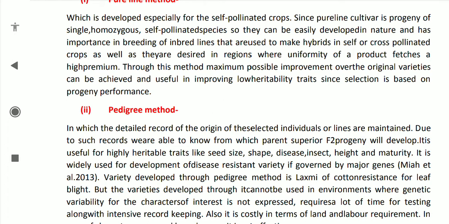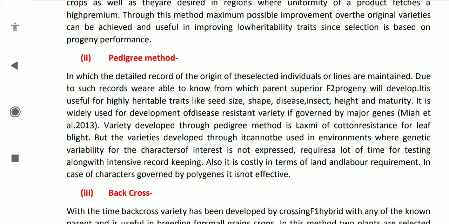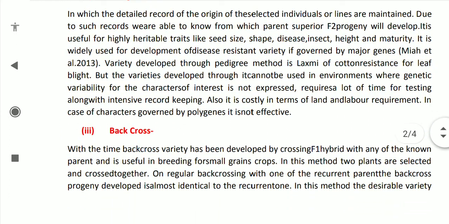A variety developed through the pedigree method is Lakshmi of cotton, resistant to leaf blight, but the varieties developed through it cannot be used in environments where genetic variability for the characters of interest is not expressed. It requires a lot of time for testing along with intensive record keeping. Also, it is costly in terms of land and labor requirement. In case of characters governed by polygenes, it is not effective. The pedigree method is not a polygenic or horizontal resistance method.